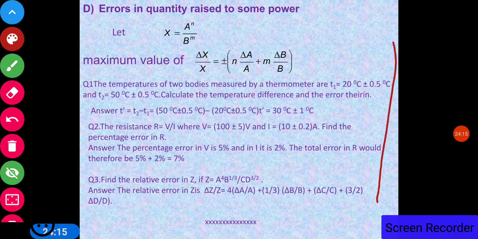These three numericals, from the examination point of view, are important. So thank you. That is all for today's lecture.